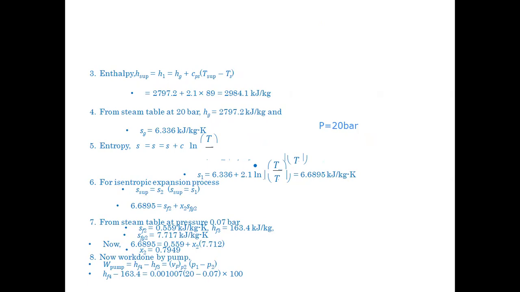Entropy S is equal to S plus Cp ln T1 by T2. Then you will find the S1 value, 6.6895 kilojoule per kg Kelvin. For the isentropic expansion process, S superheated is equal to S2, that is S1. Next, you find the values: 6.6895 equals Sf2 plus X2 Sfg2. You find X2 is equal to 0.7949.